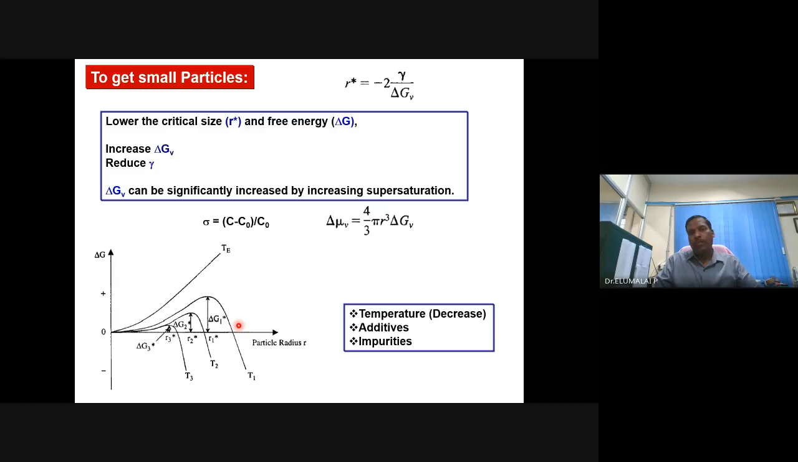Not only temperature, you will also manipulate the concentration and the time, and you will also add some external additives in order to arrest the reaction. By controlling these practical parameters, you are inherently controlling delta G, and you are also controlling the gamma in such a way that you end up with solid particles of desired size, shape, and distribution.